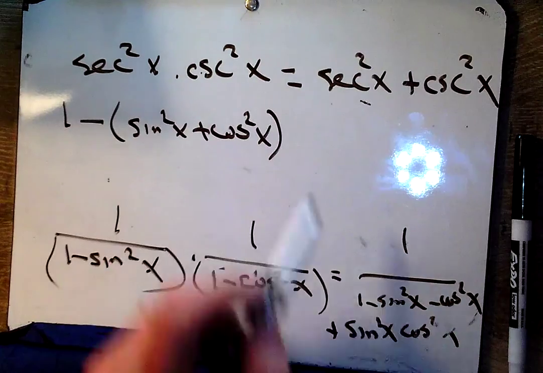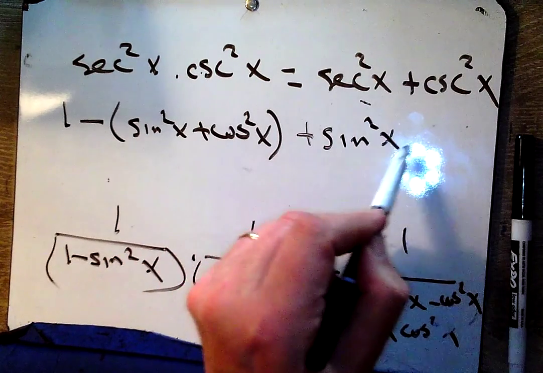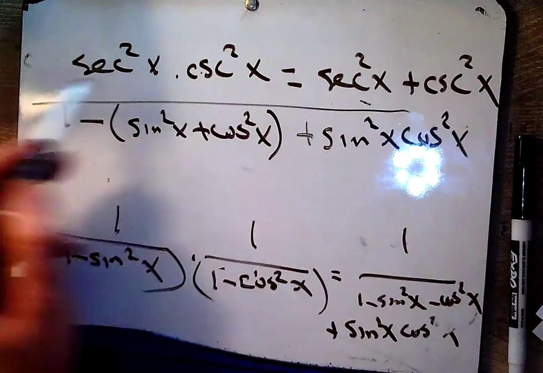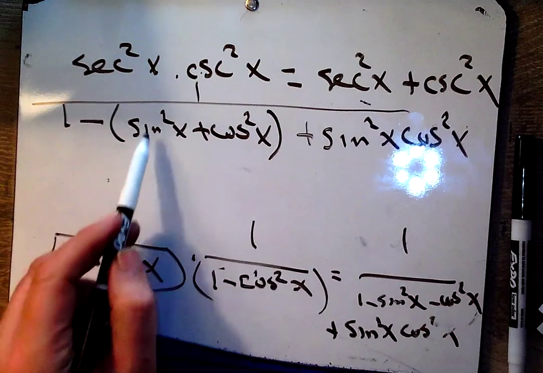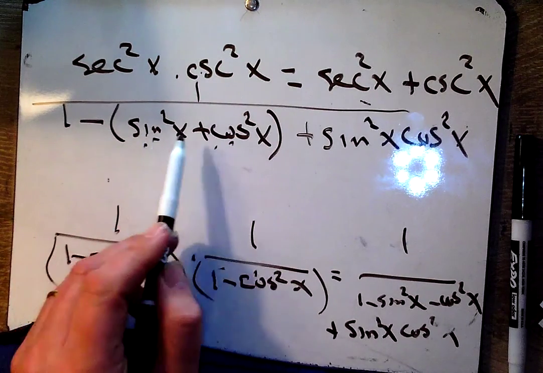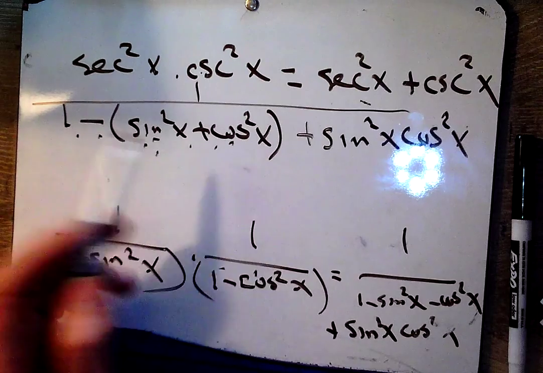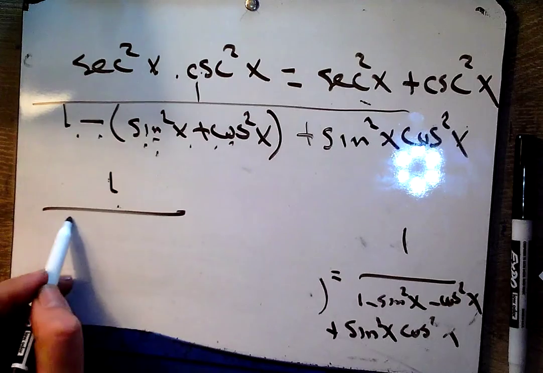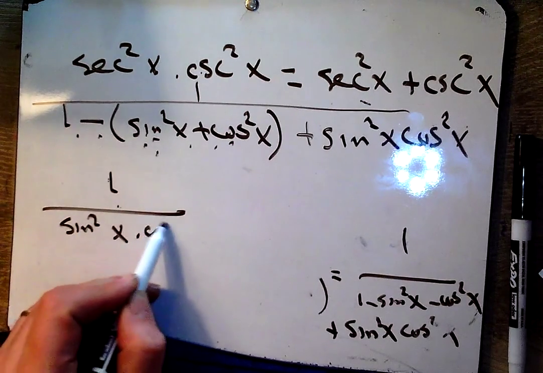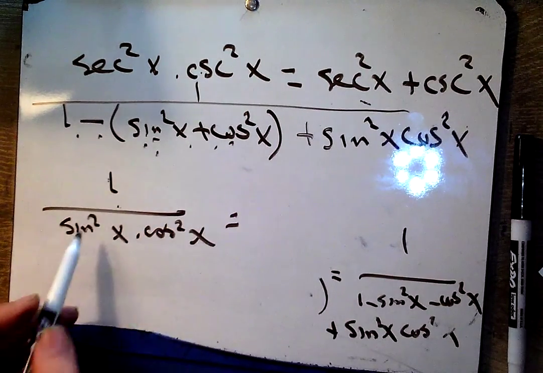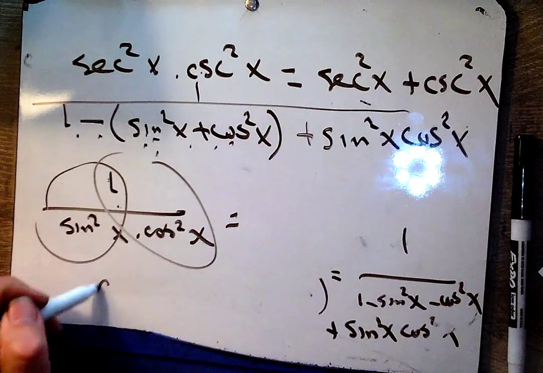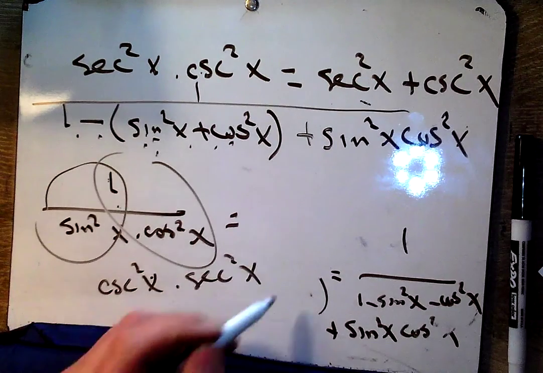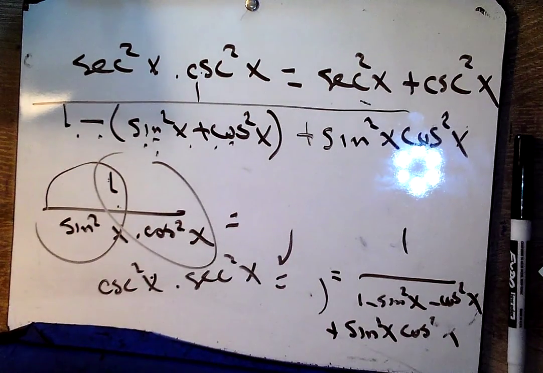And then there was plus sine squared cosine squared. Remember, all of this is happening in the denominator. Well, sine squared plus cosine squared is 1. 1 minus 1, all that stuff goes away. And so now I'm in the place where I have 1 over sine squared times cosine squared. And if I flip, we've got cosecant squared x times secant squared x. And that's what I'm supposed to have, so I'm done.